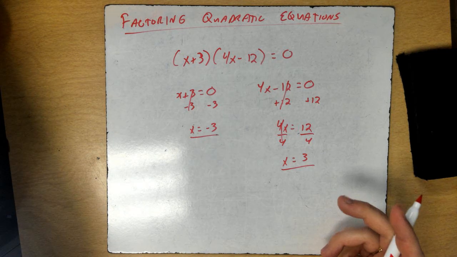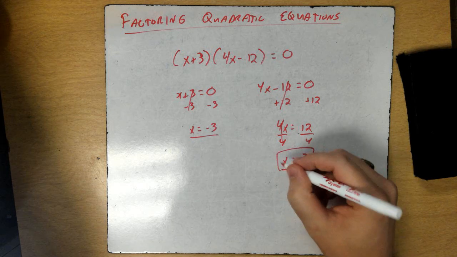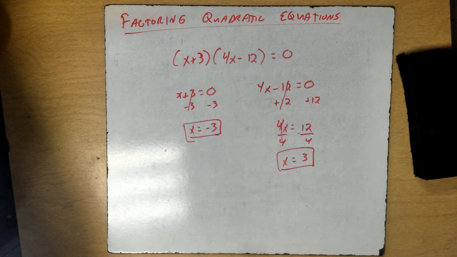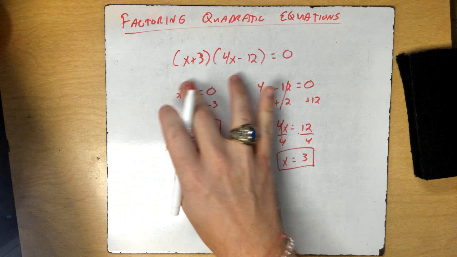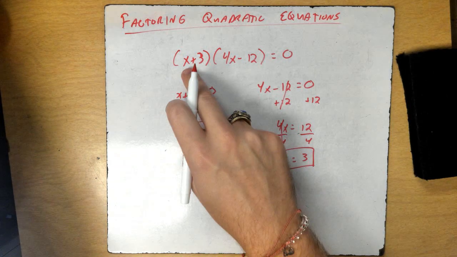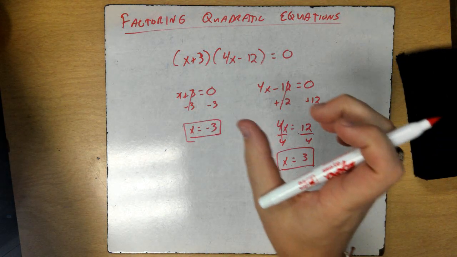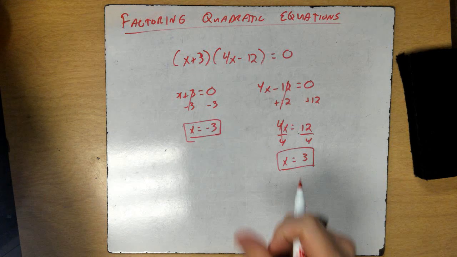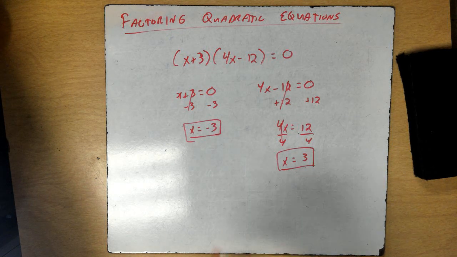Okay, and we're done. So our answers are x equals 3, or x equals negative 3. Simple, right? And that's all we got to do. So when you see the situation where you have two sets of parentheses, set up equal to 0, take each set of parentheses, set each one equal to 0, and then just solve for x, or solve for the variable that it gives you, okay?